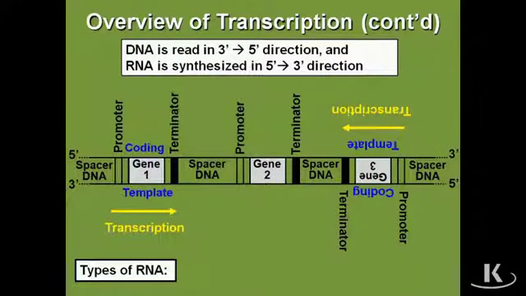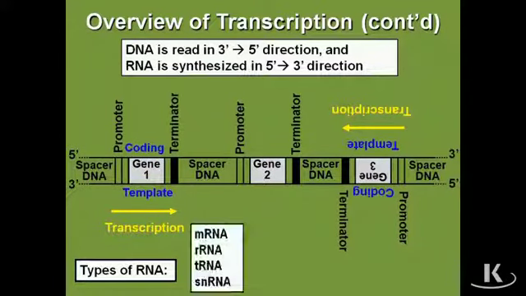So what are the types of RNA produced within eukaryotic cells? They're going to be the following: messenger RNA, ribosomal RNA, transfer RNA, and snRNA, which stands for small nuclear RNA. Which of these is the most abundant RNA species in the body? Believe it or not, it's ribosomal RNA. Ribosomal RNA is the most abundant RNA species in the body. It's not messenger RNA.